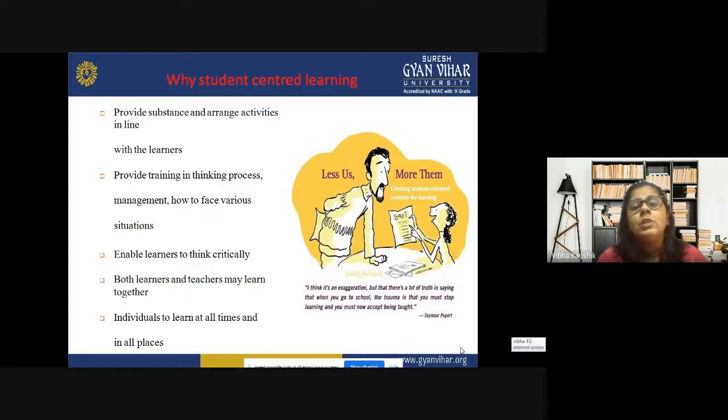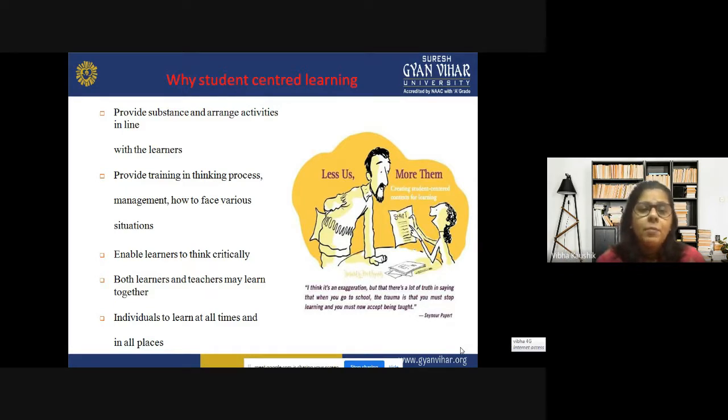Now, why student-centered learning? Why are we saying that we have to move from the traditional approach of teaching to student-centered learning? What is the basic need for that? Provide substance and arrange activities in line with the learners. That is an activity that will help the learners to learn in a proper order, and it provides assistance and arranges all the activities in line.